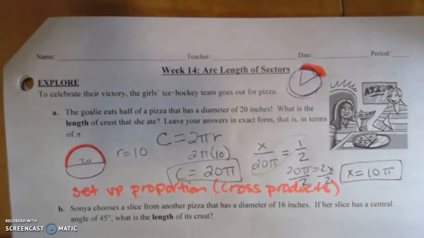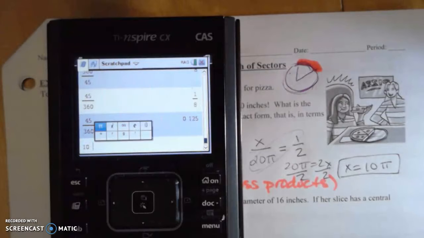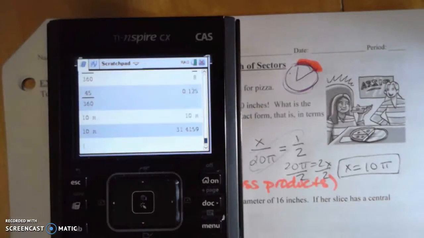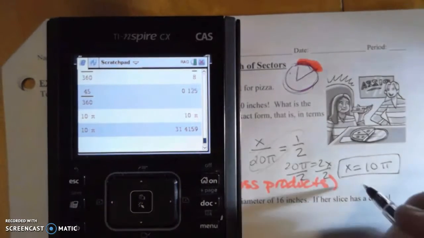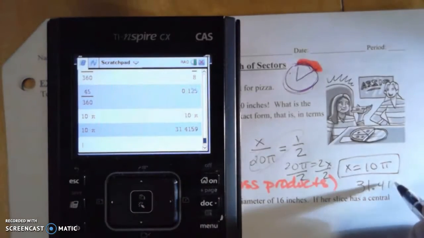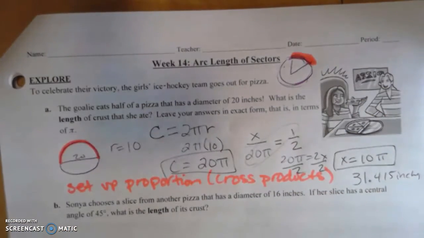If I want to know what that length is, so if it's inches, I'm going to go to my calculator and go 10 times pi, or you can do this on Google, or Desmos. So that's 31.415 inches of crust.